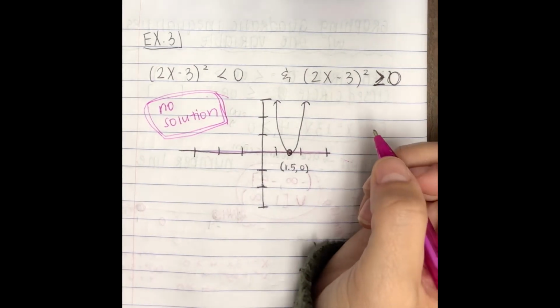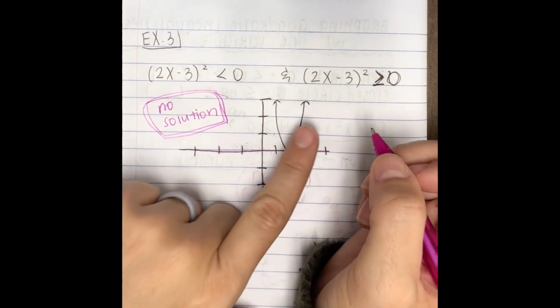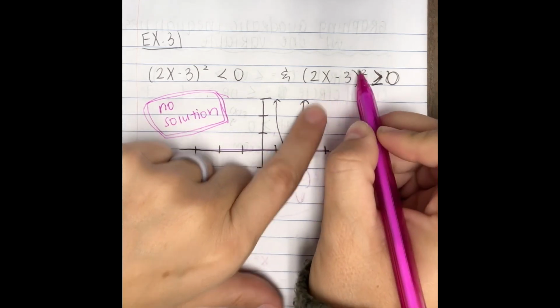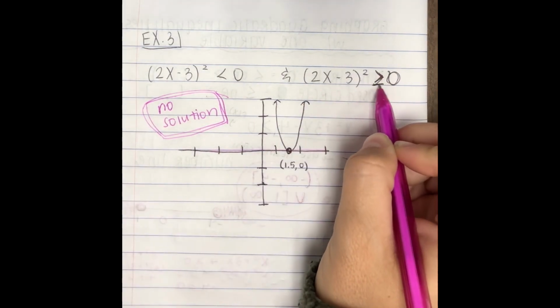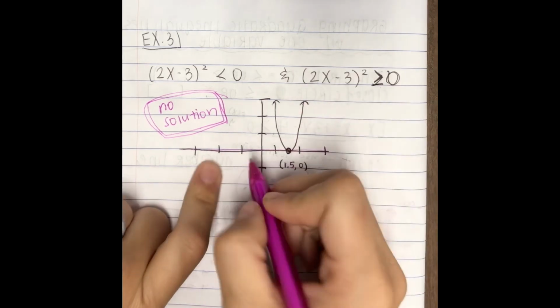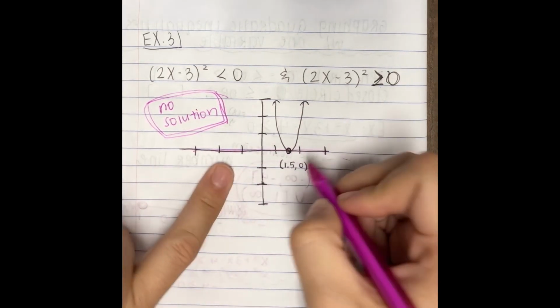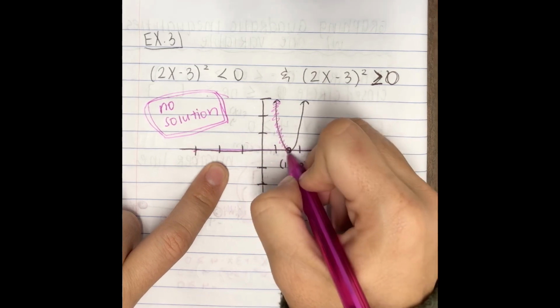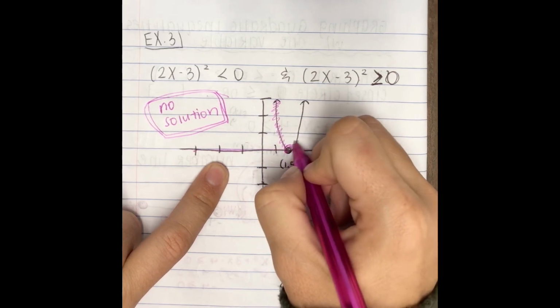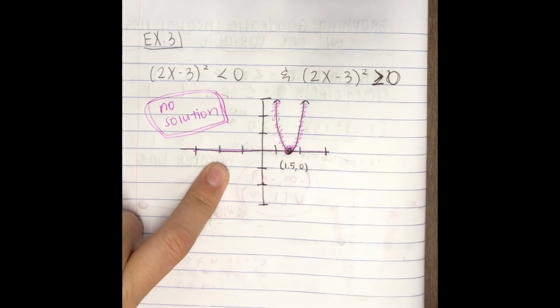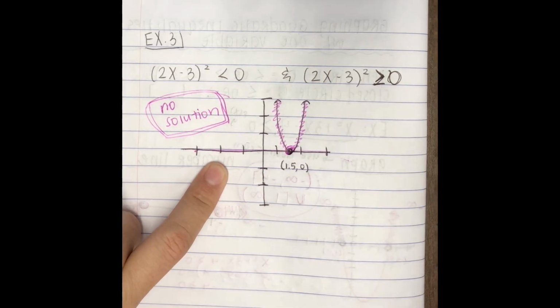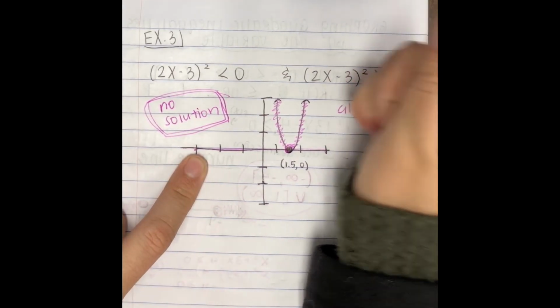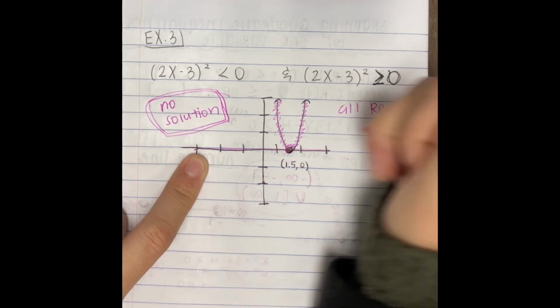Or vice versa, if you had something that said (2x minus 3) squared is greater than or equal to 0. Okay, well here's 0. Here's everything that's greater than or equal to 0. That's everything, right? So it would be all real numbers.